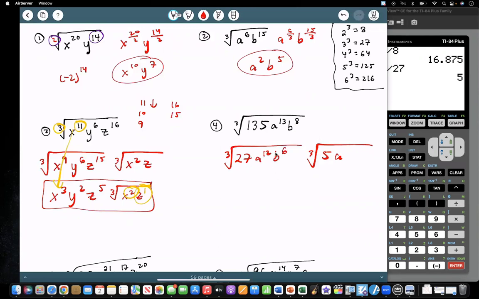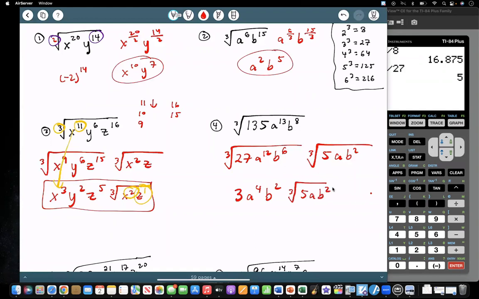Okay, so all these get to come out of the cube root. These are all divided by 3. And then we need 8 altogether, so that means we have 2 left over. Okay, so the cube root of 27 is 3, right? Because 3 times 3 times 3 is 27. So that's 3. If I divide the 12 by 3, changing to exponential form, 12 divided by 3 is a to the 4th, and 6 divided by 3 is b squared. So those all get to come out. And then this one I'll just copy down. These are all stuck inside. Those don't get to come out.